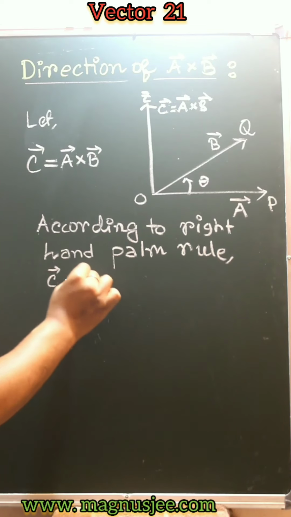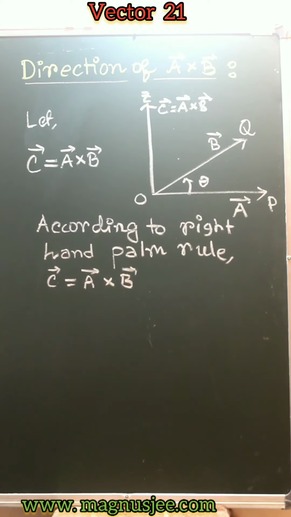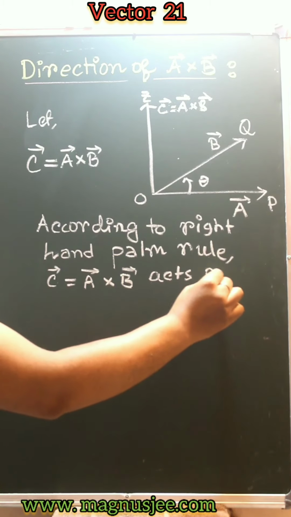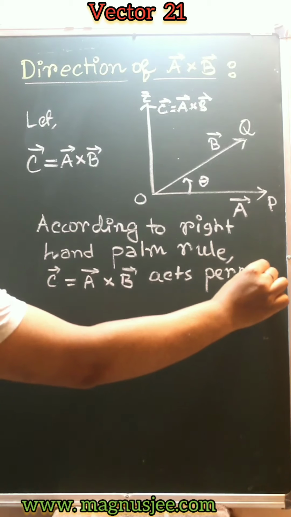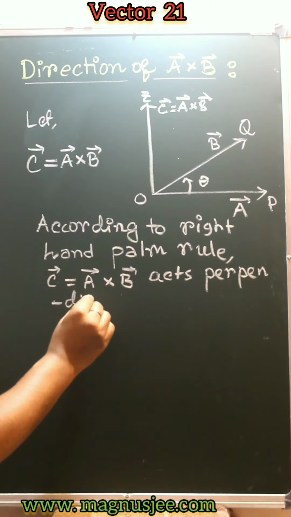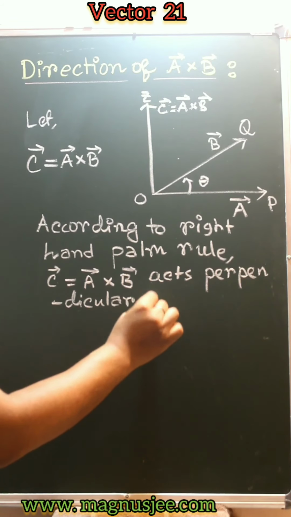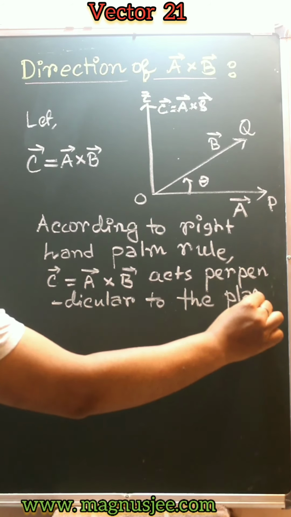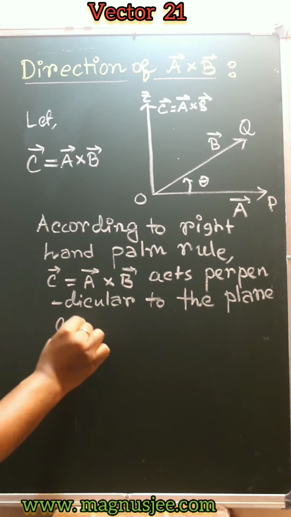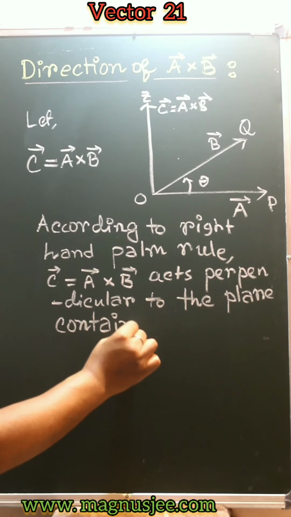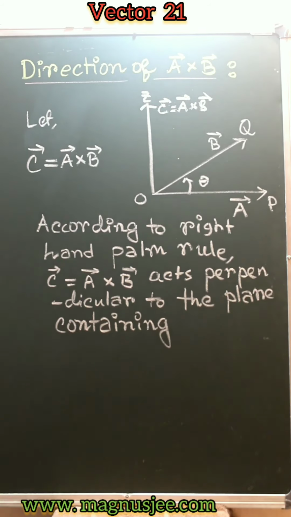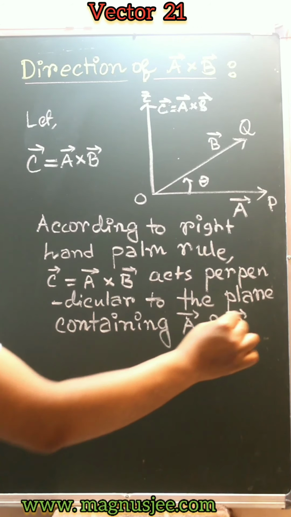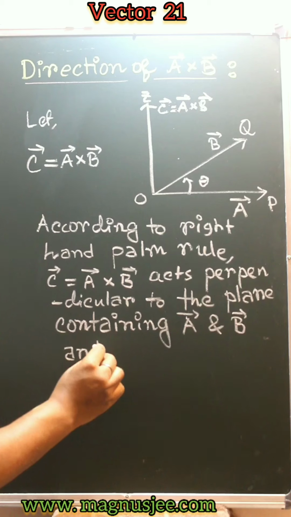vector C equals vector A cross B is perpendicular to the plane containing vector A and vector B. Not acts perpendicular, it should be is perpendicular to the plane containing the two vectors, vector A and vector B. And acts outwards.